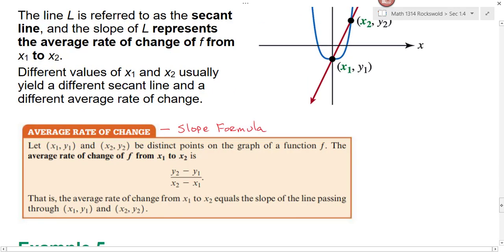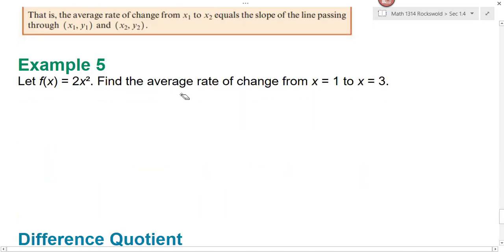And until you hit calculus, you can only find an average rate of change. In calculus, we teach you how to find an instantaneous rate of change. All right, example 5. We want to find the average rate of change from x equals 1 to x equals 3. Well, the average rate of change is going to use the slope formula, which means I need 2 points. I only have 2 x's. That means I've got to start by finding the y's that go with the x's.